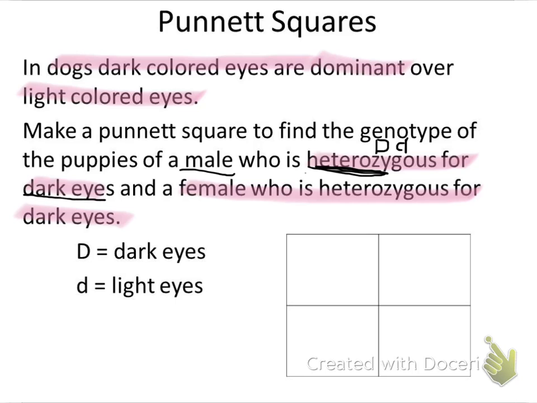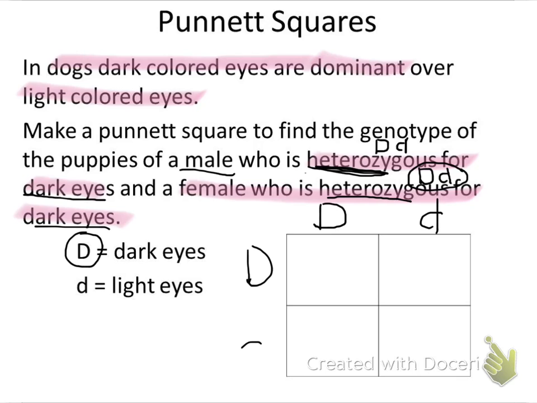And he has dark eyes, so he needs one dominant dark eye trait. The female, let's look at her now. The female is heterozygous as well, and for dark eyes as well, which means she has the same genotype. So a capital D, lowercase d. Okay, now let's put these on our Punnett square and find out what their puppies would be like. The female, we're going to put her across the top, and her genotype is capital D, lowercase d. So I put one D here and one d here. Then I write the male down the side. So a capital D and a lowercase d.